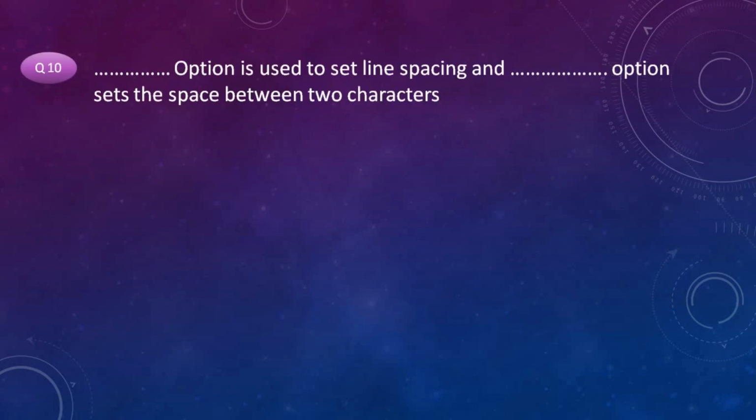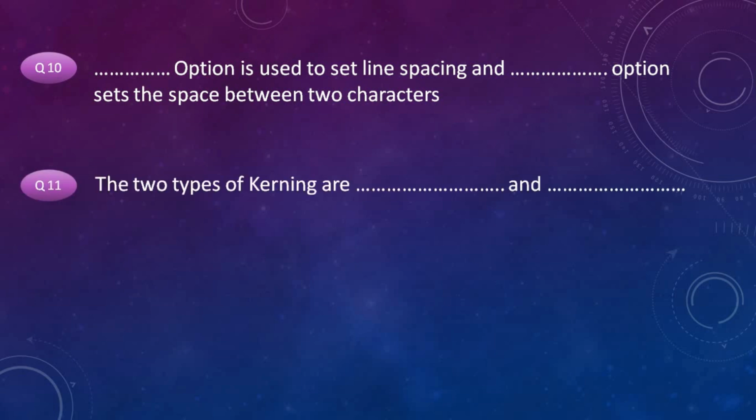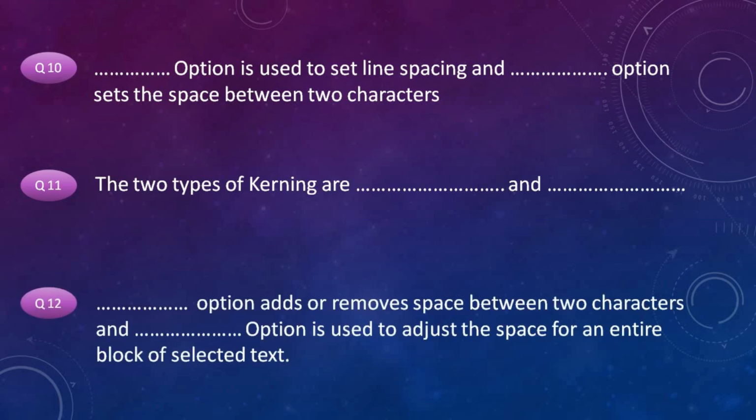The next question. Dash option is used to set line spacing and dash option sets the space between two characters. The two types of kerning are dash and dash. Dash option adds or removes space between two characters and dash option is used to adjust space for an entire block of selected text.